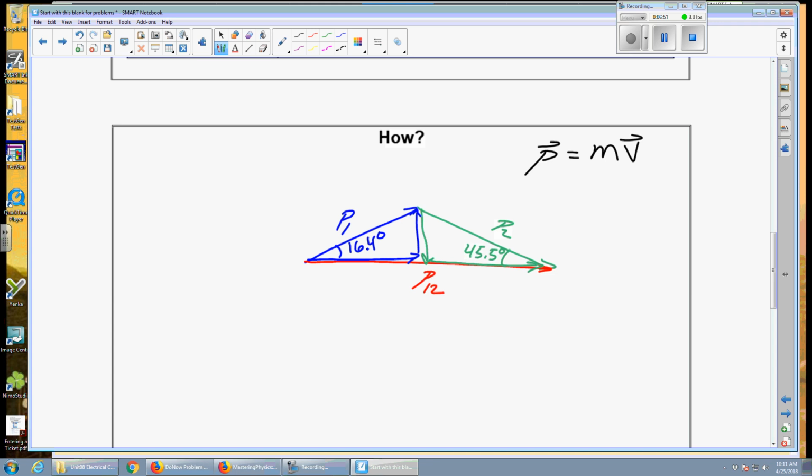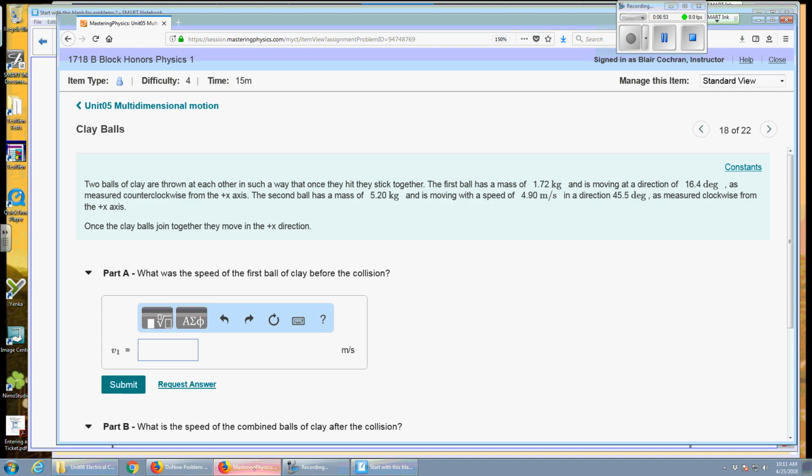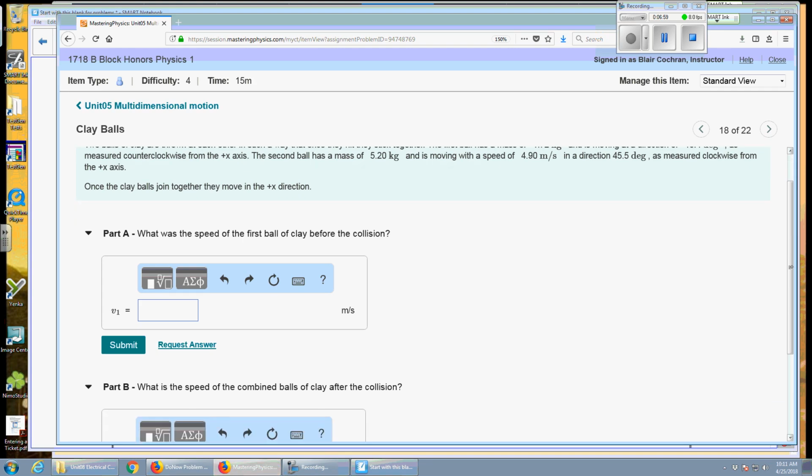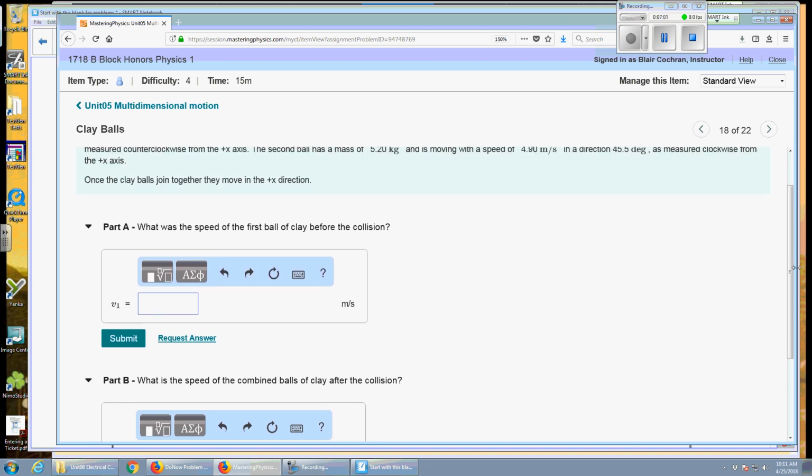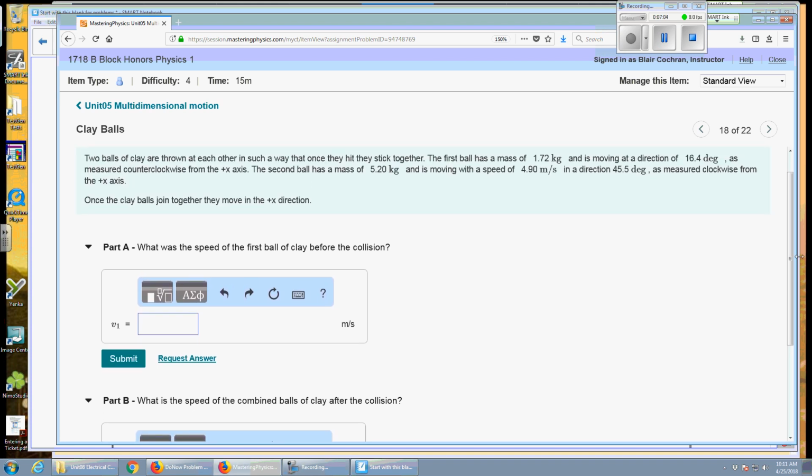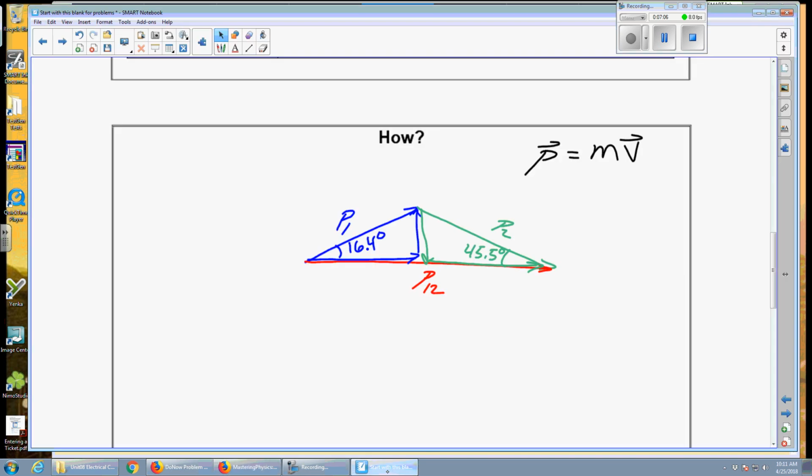P12. So now it'd be good to, what did they actually ask me to find? What is the speed of the first ball before the collision? What is the speed of the combined after the collision? All right. So, if I want to know this, I'm going to use the fact that the y components are equal to see if I can find the speed of the first ball before. And then I can add up the other two to find the speed of the combined afterwards. So let's do part A.